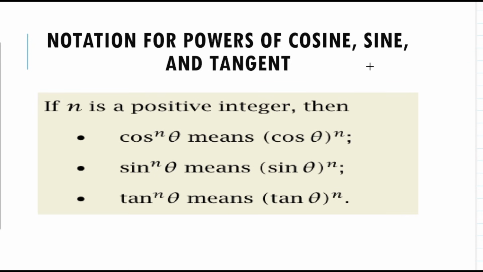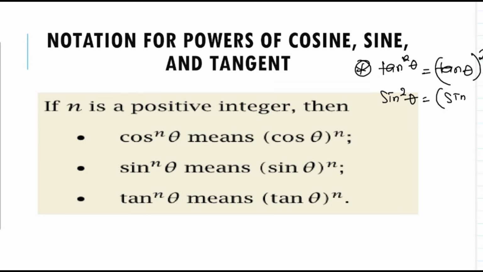So we can see in the previous example where I did apply the following identity: tan square theta equals tan theta all squared. Okay, so they are the same thing. Sine square theta equals sine theta all squared, and tan square theta equals tan theta all squared. Okay, so those identities hold and they are equal. So let's look at an example.